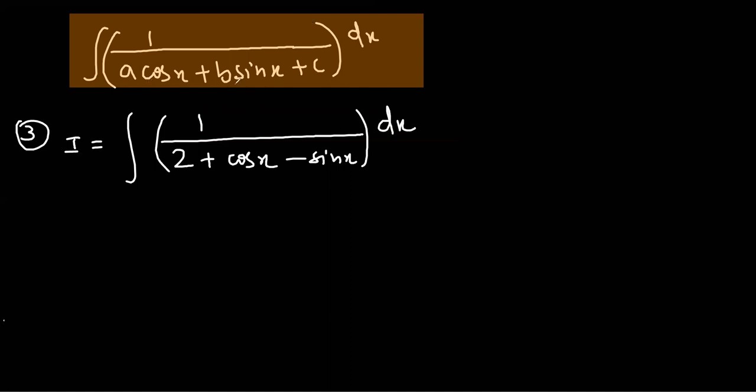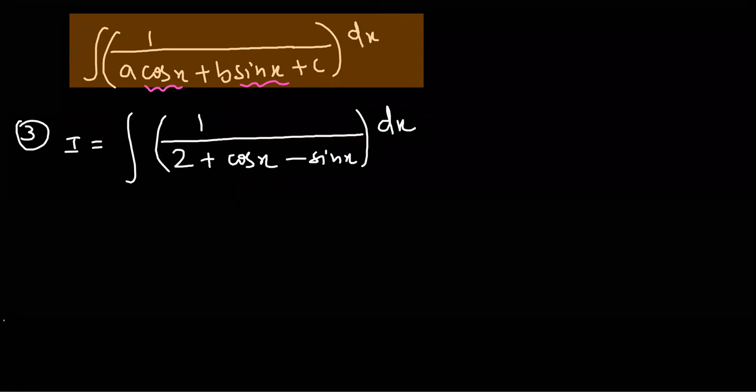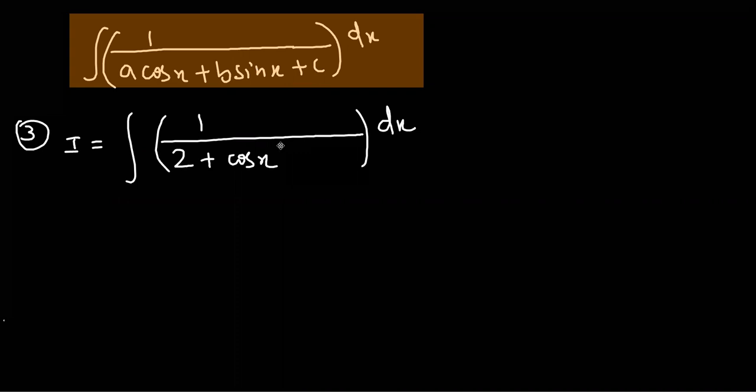terms of cos x, sin x and a constant, or it should be terms of cos x and a constant, or simply sin x and a constant. Suppose in a particular problem you notice that you don't have a sin x term. So the question here is, if there are no sin x terms in the denominator, is this problem also the same type?